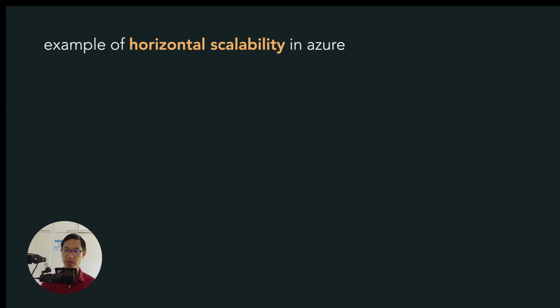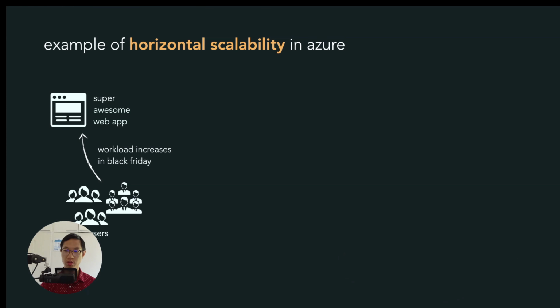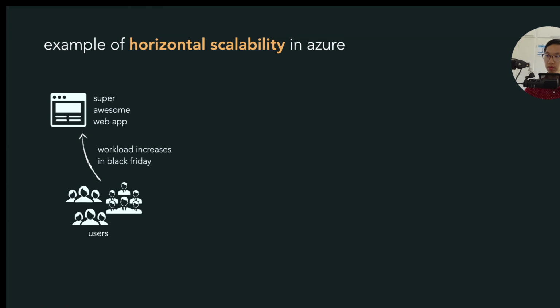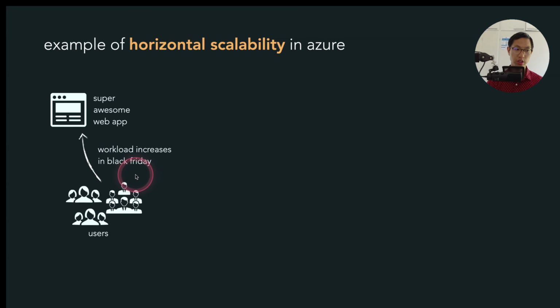Okay, so an example of horizontal scalability in Azure. Let's look at that. You have a super awesome web app and the workload increases on Black Friday. We have a lot of users, and we cannot just leave it as it is. If we don't scale out, if we don't have horizontal scaling, then the web page will be very slow. We will lose customers to our competitors, and that is not allowed. Then we'll lose a lot of money.